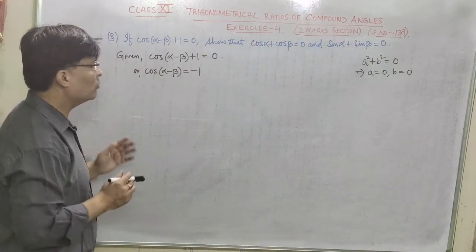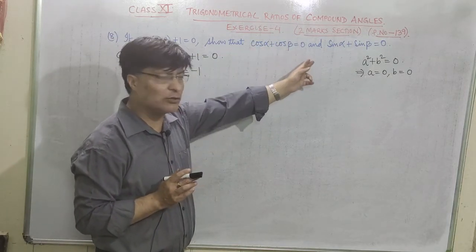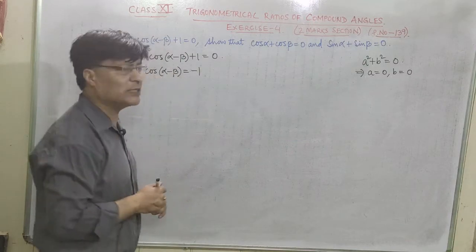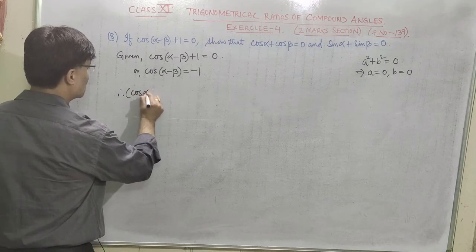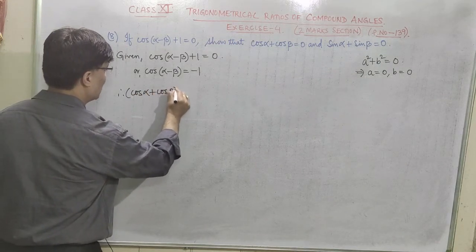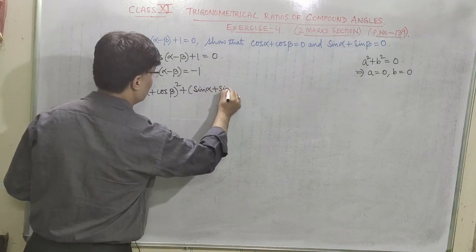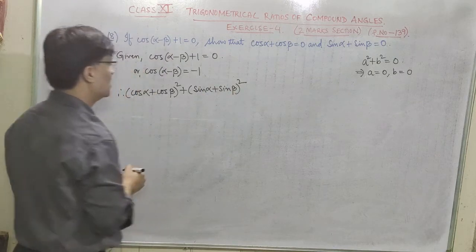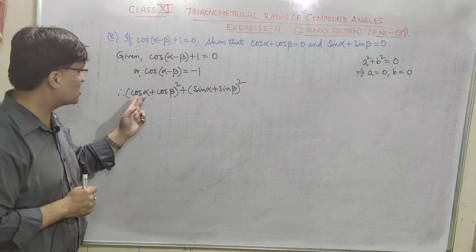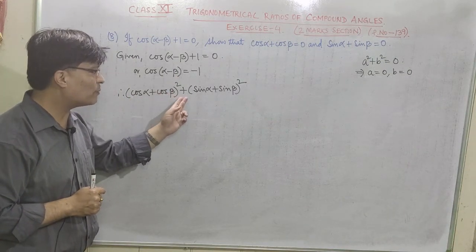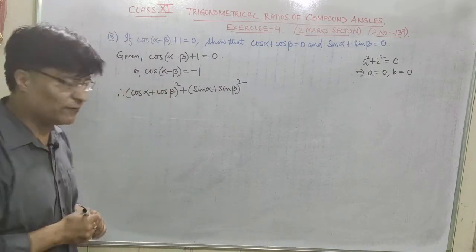Okay. So now in this case, in order to prove that cos alpha plus cos beta is equal to 0 and sin alpha plus sin beta is equal to 0, let us first find out the value for both cos alpha plus cos beta whole square plus sin alpha plus sin beta whole square. So let us find out this value first. Okay. So now in this case we have cos alpha plus cos beta whole square plus sin alpha plus sin beta whole square. So let us find out the value of this expression first.